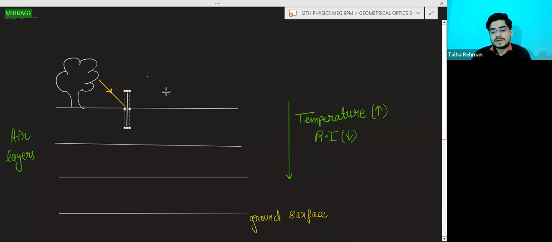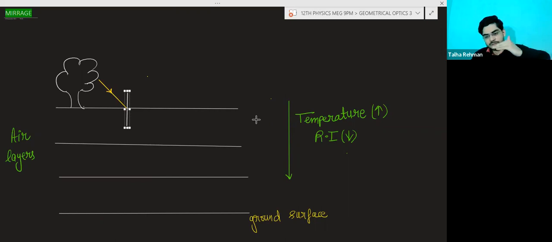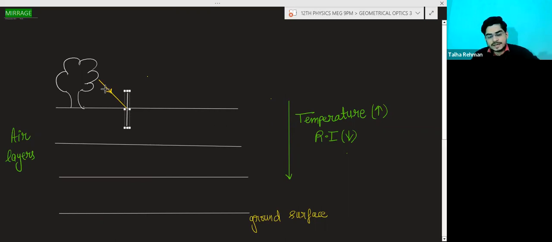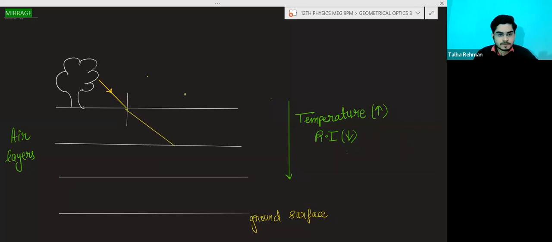So as the light ray is going from here, the medium will be denser, and when you are moving in downward direction, refractive index is decreasing. Refractive index is decreasing means the medium becomes rarer, or the layers of the air become rarer as compared to the above layer. So here the light ray is coming from denser to rarer. So it will bend away from the normal like this.